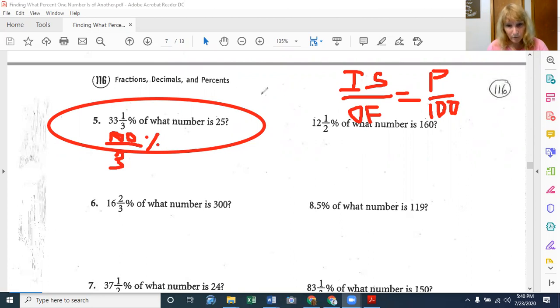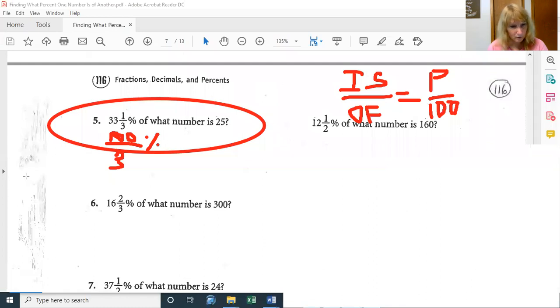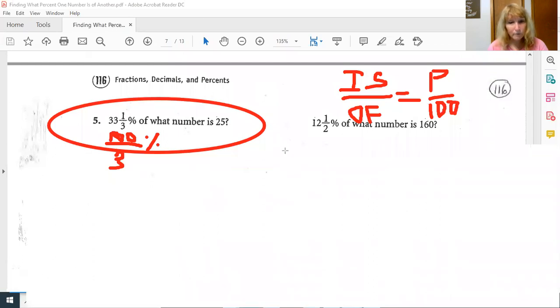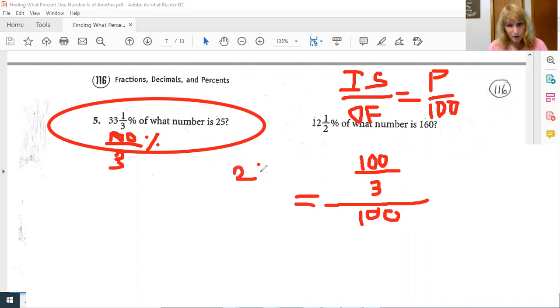So we can use our same formula. I'll show you how this works. A little bit of space here, so we've got lots of writing space. So our percent is given. In this case, it's 100 over 3. And we're going to put that over 100 because 100 over 3 is our P. Put that all over 100 equals our is 25 and our of is the missing part. We'll put an X there. Of what number is missing. So we're going to cross multiply and divide.